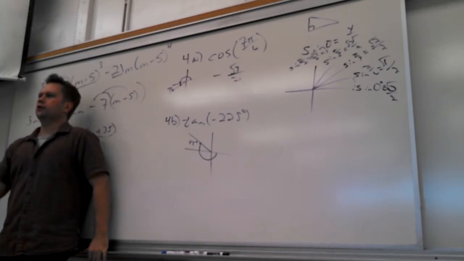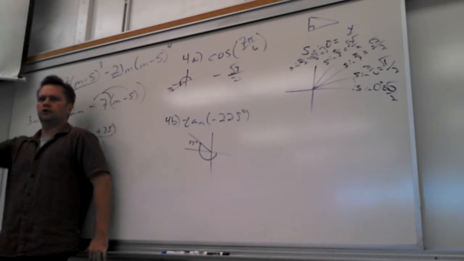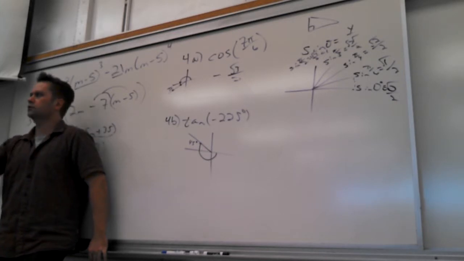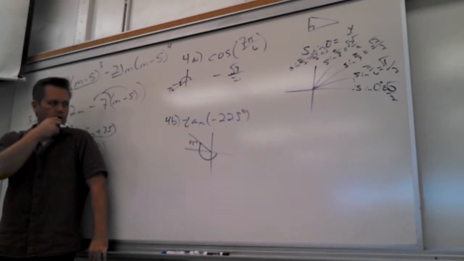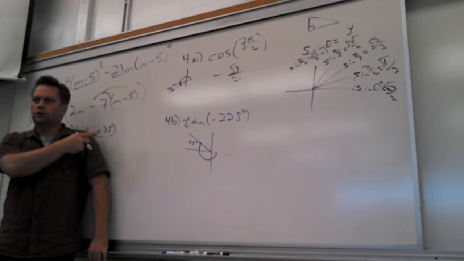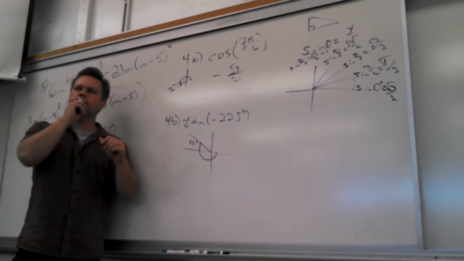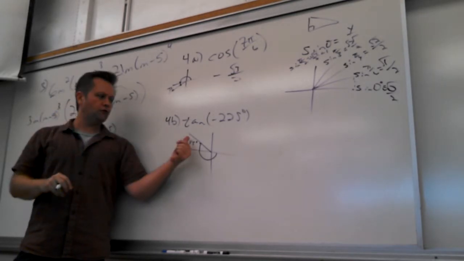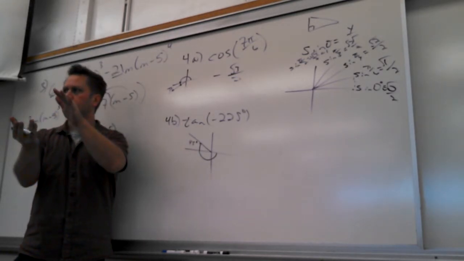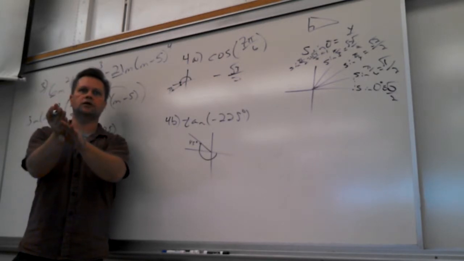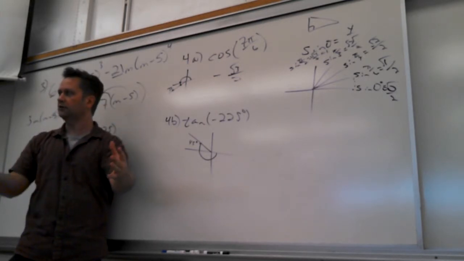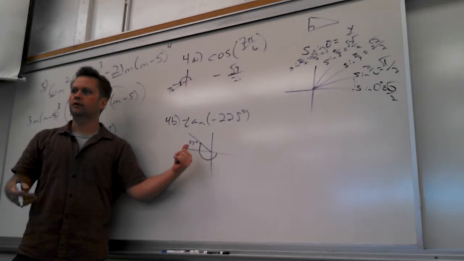Tangent is sine over cosine. So tangent, sine and cosine, if they're opposite signs, tangent's going to be negative. Right? So be careful now. If tangent is sine over cosine, at 45, what's true about sine and cosine? They're equal. So, of course, tangent is going to be some kind of 1, right? In this case, it's going to be negative 1.